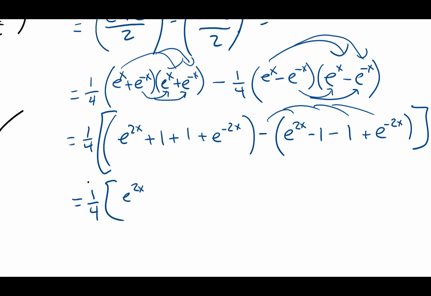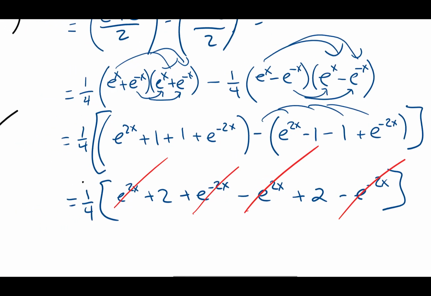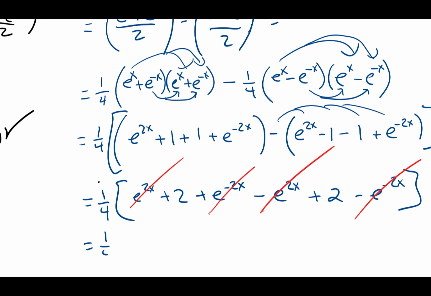So we get e to the 2x, and then the 1 plus 1 is 2, plus e to the negative 2x. Now we'll start distributing in our negatives. Negative e to the 2x. And that minus 2 is going to turn into a plus 2. And then that negative is going to come through and change that plus e to the negative 2x and negative e to the negative 2x. And let's start canceling stuff out. E to the 2x, negative e to the 2x. E to the negative 2x, negative e to the negative 2x, just leaving us with 1/4. And 2 plus 2 is equal to 4. This equals 1, and there we have it.